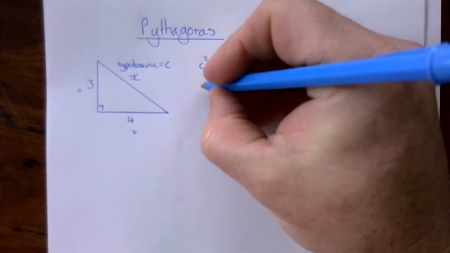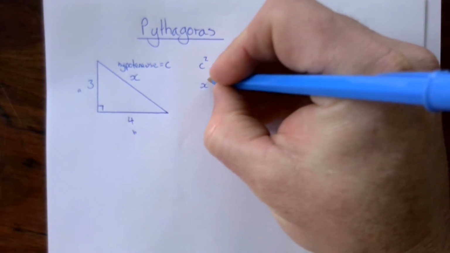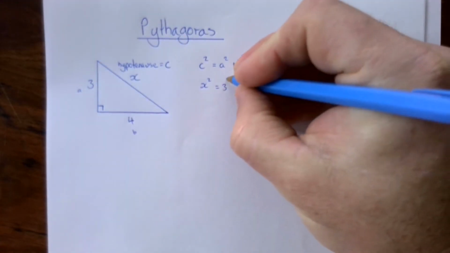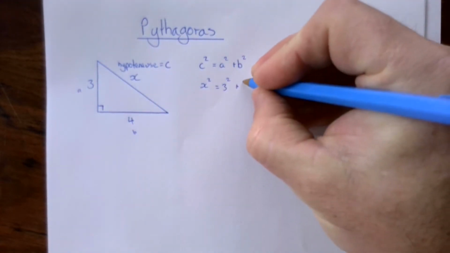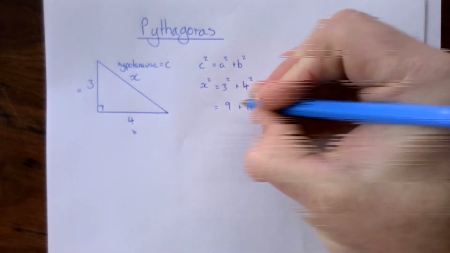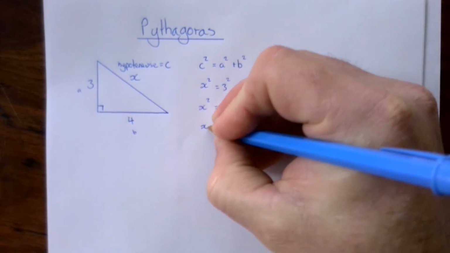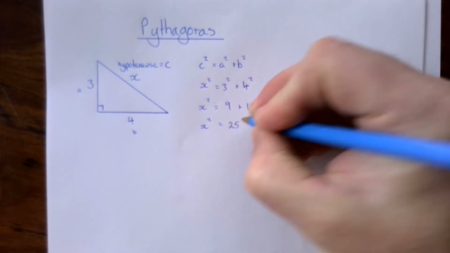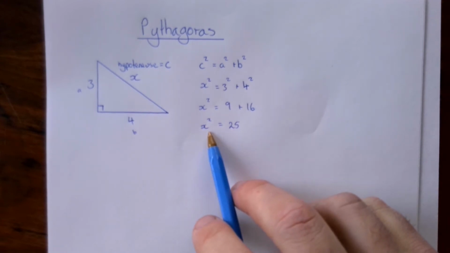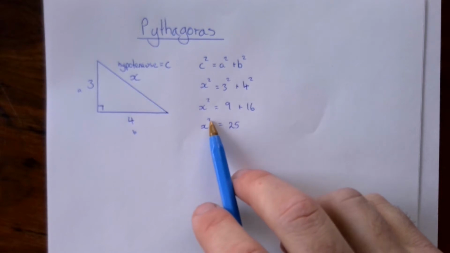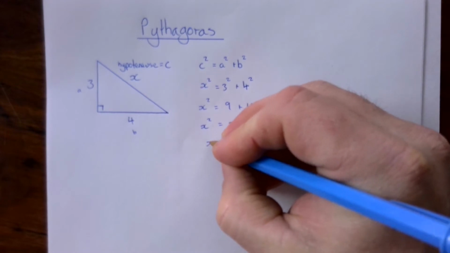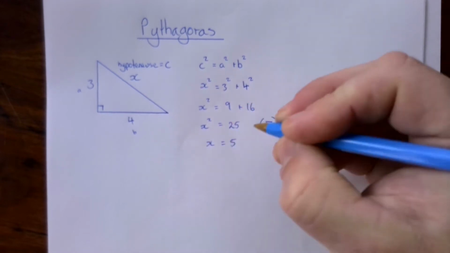So what we do is we sub our values in. So we've got x squared in place of the c equals 3 squared plus 4 squared, which is 9 plus 16. So x squared is 25. Now I don't want to know what x squared is, I want to know what x is. So we're just using the balance method here. All I'm doing is the opposite function. So instead of squaring, I'm square rooting both sides, and I find that x is 5.